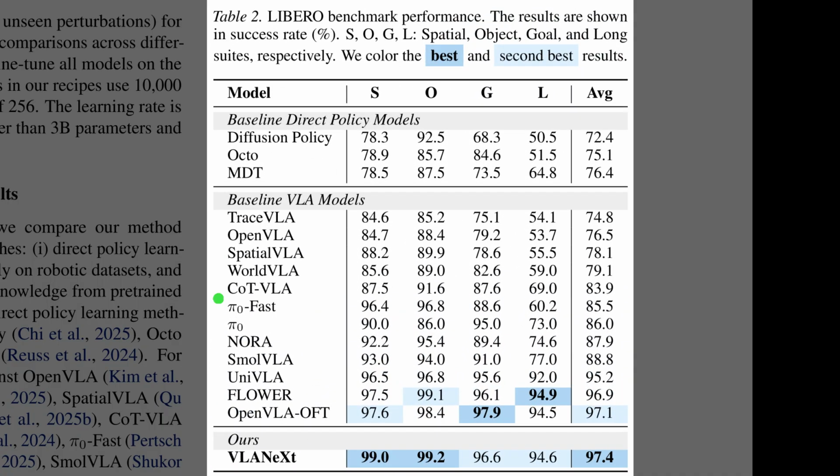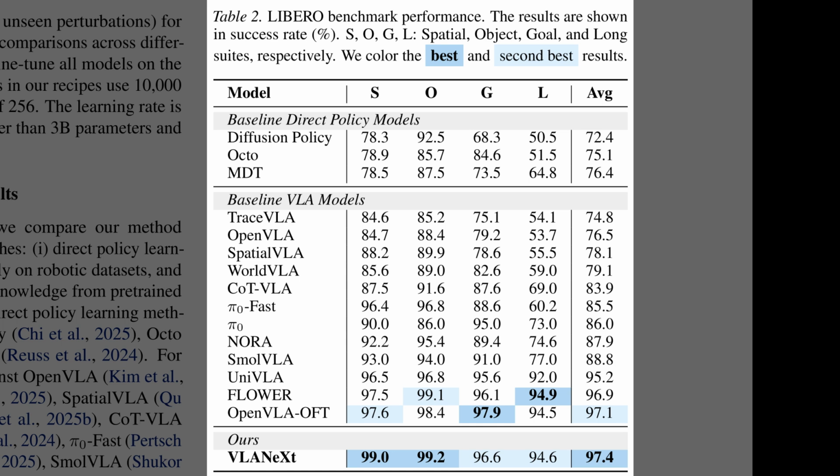Alright, moving from the architecture to the results. Table 2 compares VLANeXt against standard baselines on the Libero benchmark. The top section lists direct policy models, like diffusion policy, which hover around 75% average success. In the middle block, we see various VLA competitors, where the previous state-of-the-art, OpenVLA-OFT, reaches 97.1%. However, looking at the bottom row, VLANeXt edges ahead with the highest average of 97.4%, securing wins in both the spatial and object categories.